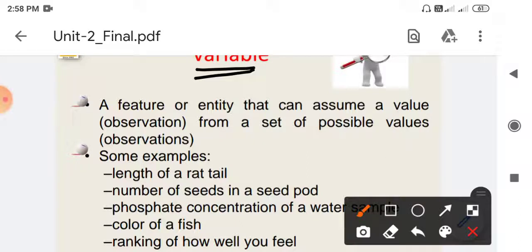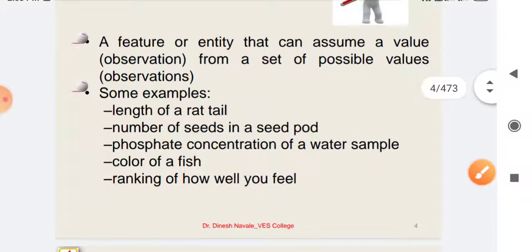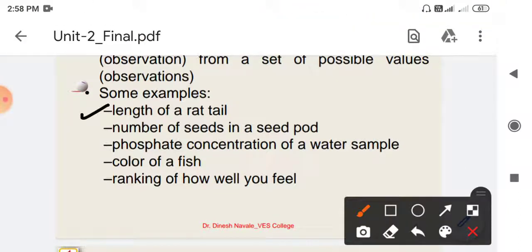The entity is assumed to have a value, but we get various values if we observe it using other parameters. Some examples of these measurements are the length of a rat tail or the number of seeds. Instead of taking an experimental example, here we are seeing some general examples. The length of a rat tail can be measured using a scale. The number of seeds in the seed pod can be measured by a simple counting method.